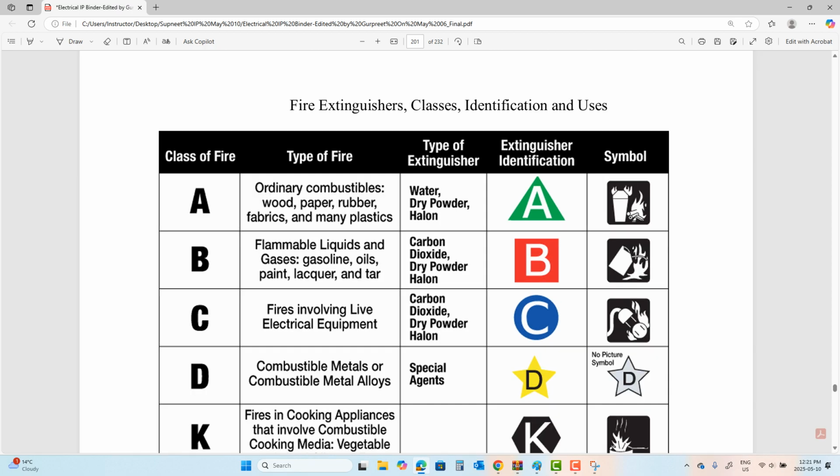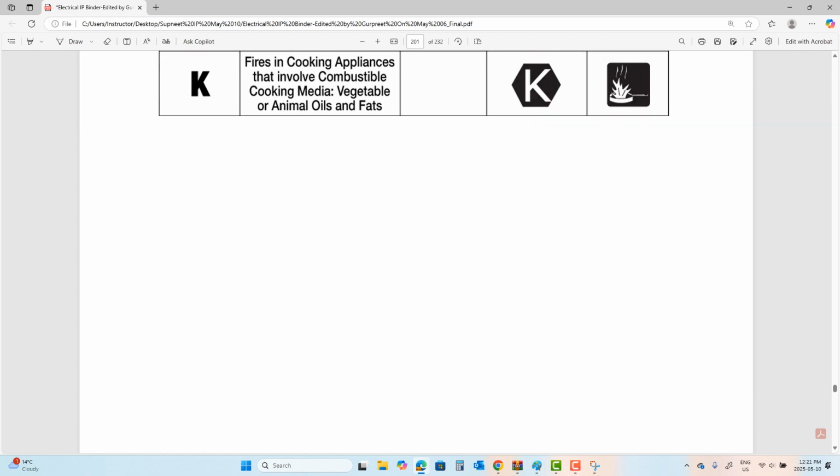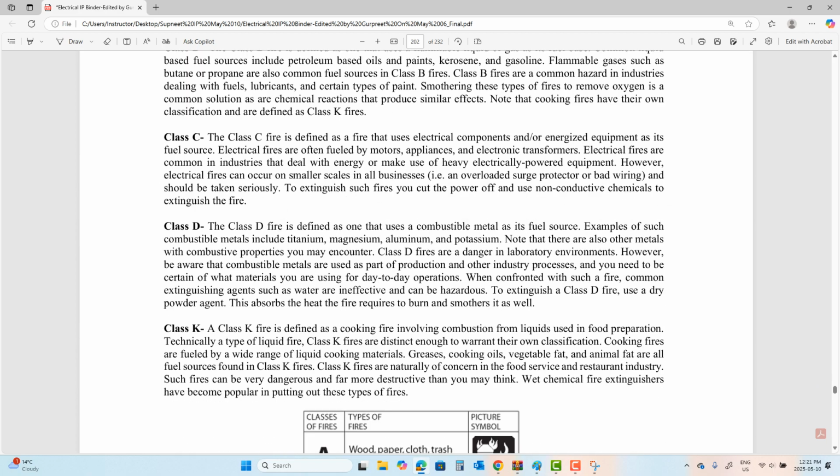If I am on a job site and there is a fire because of an oil spill, what class of fire extinguisher should I use? B. If there is a fire because of an electrical fault, what type of fire extinguisher should I use? Class C. If there is a fire in a cooking appliance that involves combustible cooking media like vegetable oil, class K. You'll have to memorize all of these, guys. Keep going, and the whole classes are explained again on the next page very well.